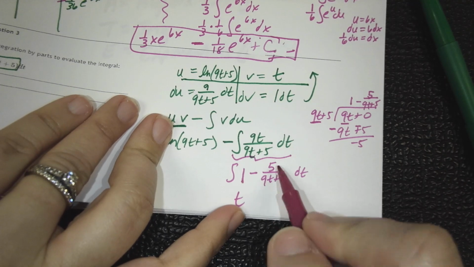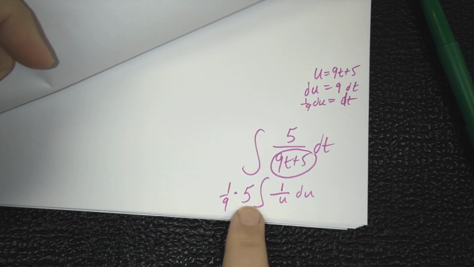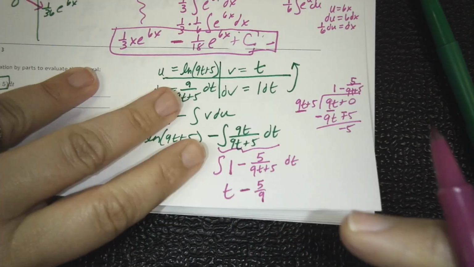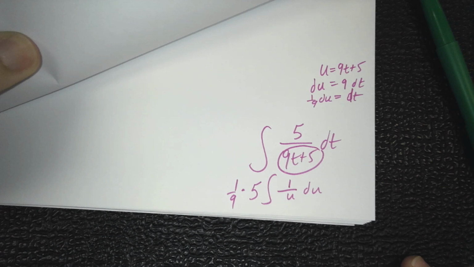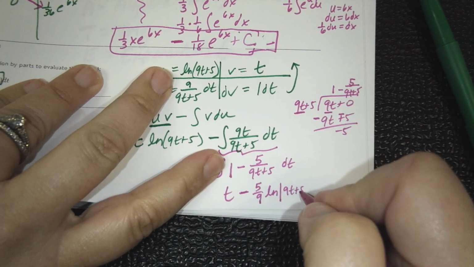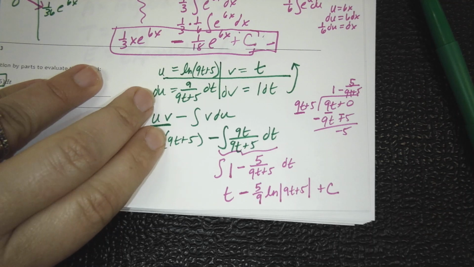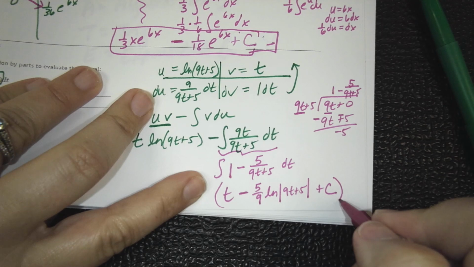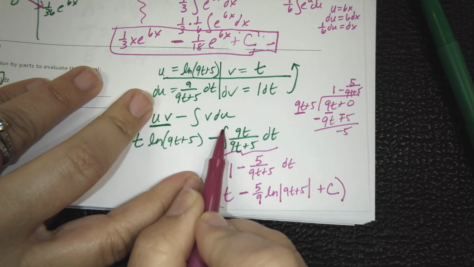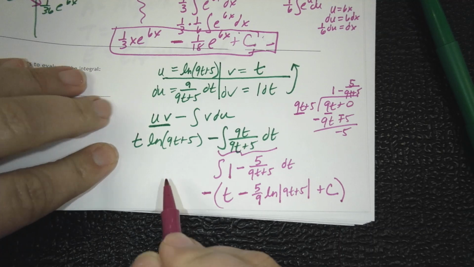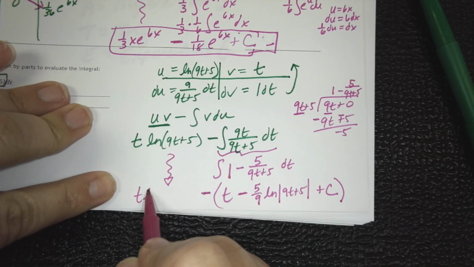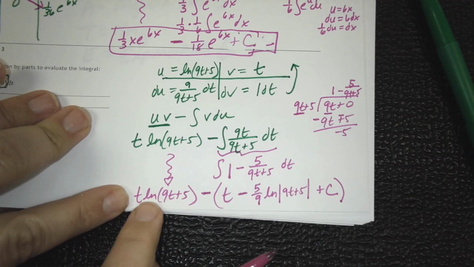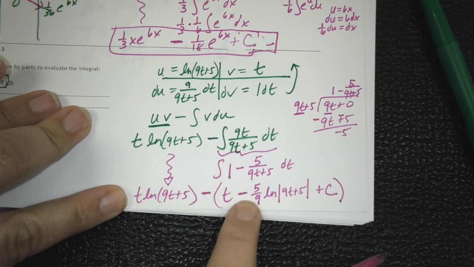So again, this becomes 5/9. So we'll put a minus 5/9 ln, what's my u? 9t plus 5 plus c. That's why we have to separate it into 2 different parts. Now watch what's happening. There was a minus sign in front of the integral, so you are going to have to distribute. I can't remember if they are going to allow you to write it like this. But if they don't, just distribute. It would be minus t and then plus 5/9.